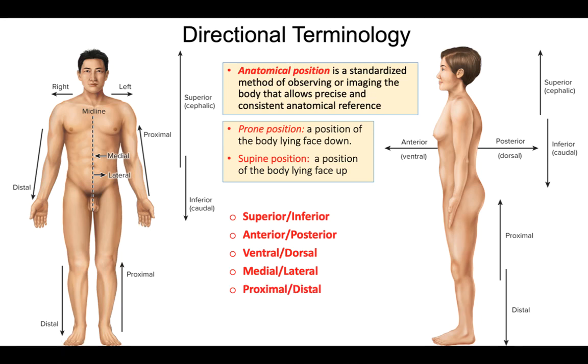Next group are proximal and distal. The reference is an attachment site. These are often used in arms and legs because your arms are attached at the shoulder and your legs are attached at the hip. So if you are further from the attachment, you are distal. Think of distant. If you're closer to the attachment, you are proximal. And then the same is true in the legs. Your feet are distal. Your thigh is proximal because it's closer to the attachment.